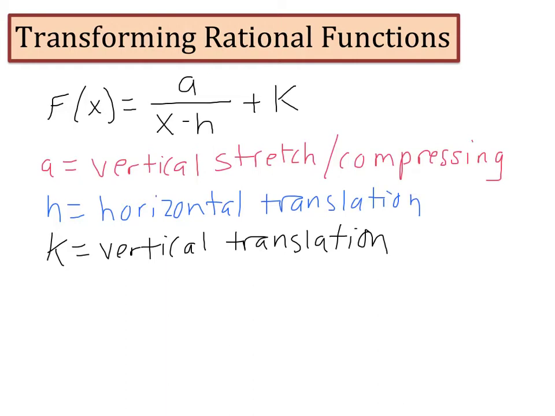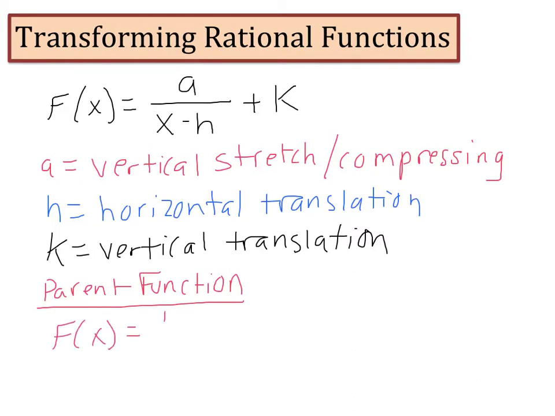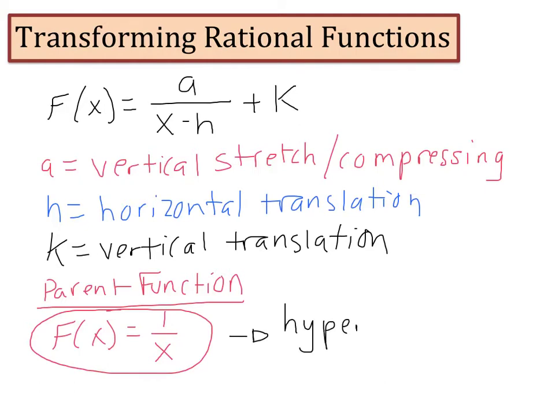Now, rational functions do have a parent function. The parent function of rational functions is f of x equals 1 over x. The graph of the parent function is known as a hyperbola. Now we're going to be graphing different hyperbolas, and we're going to be looking at some of the characteristics of what these graphs look like.